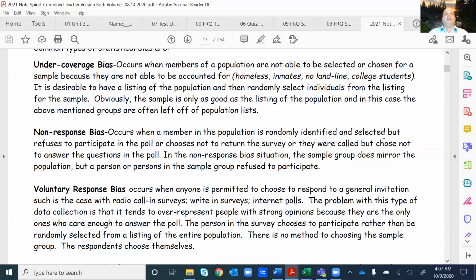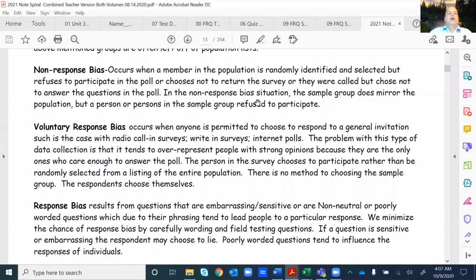So undercoverage bias is the design of our study will miss a portion of the population. They're just missed. They're not going to be included because of the way our study is designed. Non-response bias actually means I actually have a good design of the study. And I really think this is probably one of the biggest problems that we have currently in sampling. Non-response bias is, you know what, I have a sample and my sample actually looks like the population. I did a really good job in design.